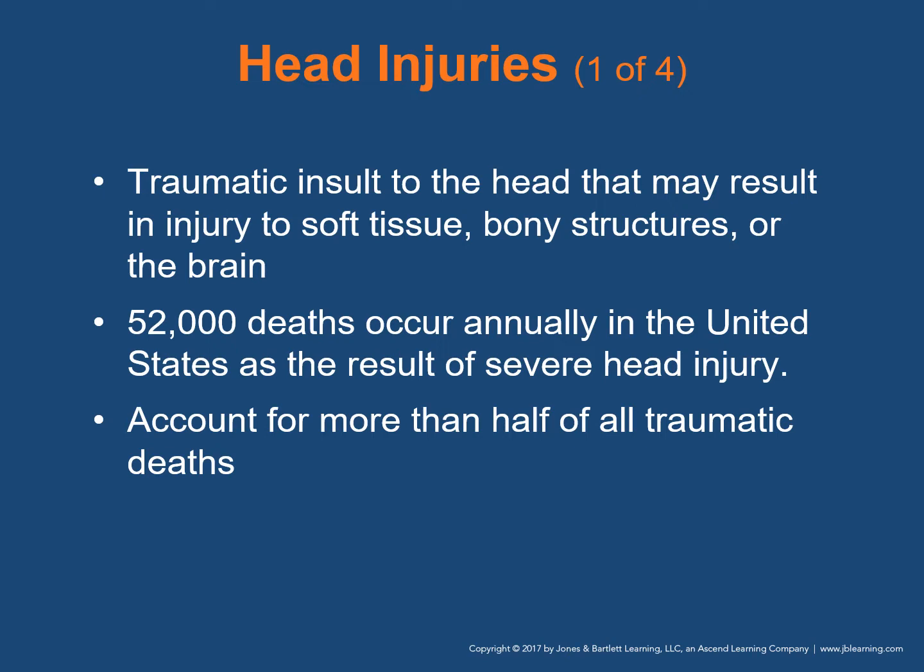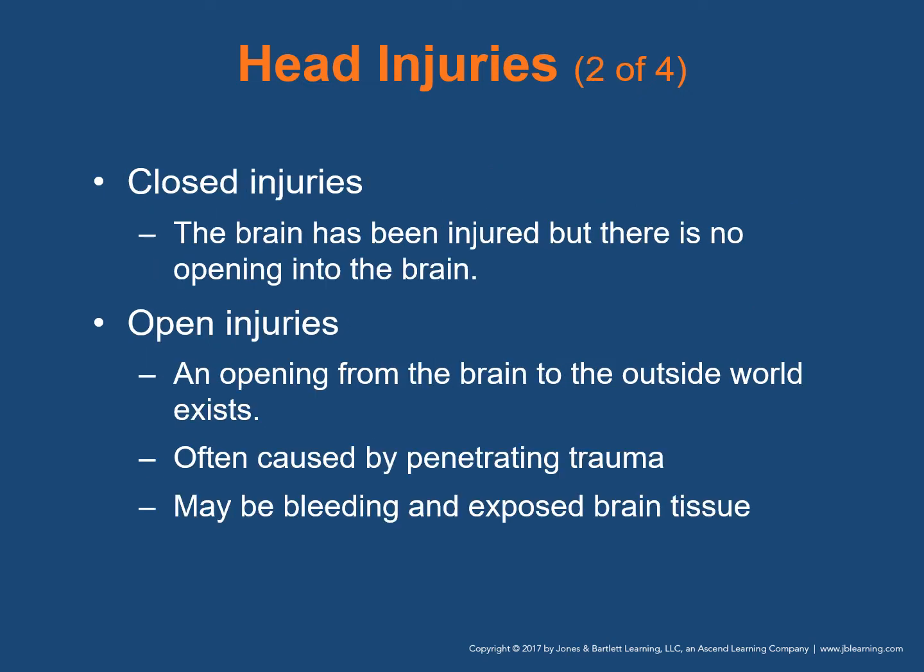Be alert to the fact that patients may have sustained additional trauma such as cervical spine injuries, pelvic injuries, and chest injuries. There are 2 general types of head injuries: closed head injuries and open head injuries. Closed head injuries are those in which the brain has been injured, but there's no opening into the brain. An open head injury is one in which an opening from the brain to the outside world exists.